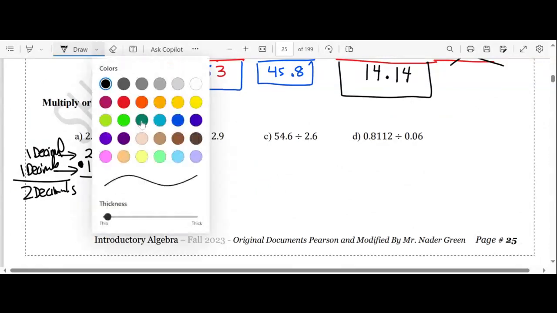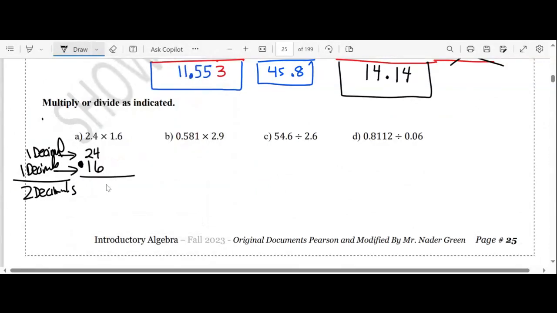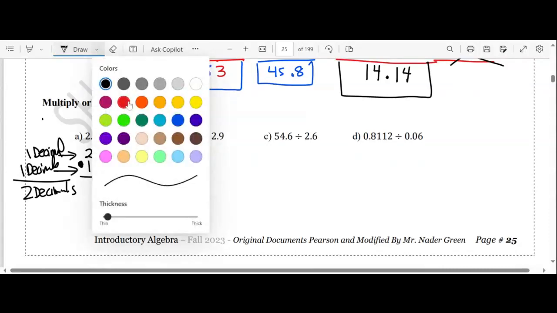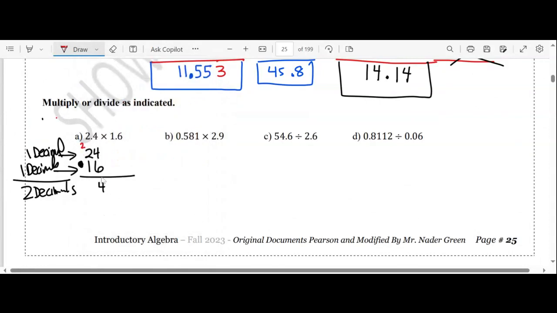6 times 4. How much? 24. You write down what? 4, and you carry 2. Where do you put the 2? Above the 2. So 6 times 4 is 24. 6 times 2, 12, plus 2 would be 14. Correct? 1 times 4? 4. 1 times 2? And then you add, right? So you bring down 4, 8, and 3. Is this clear?